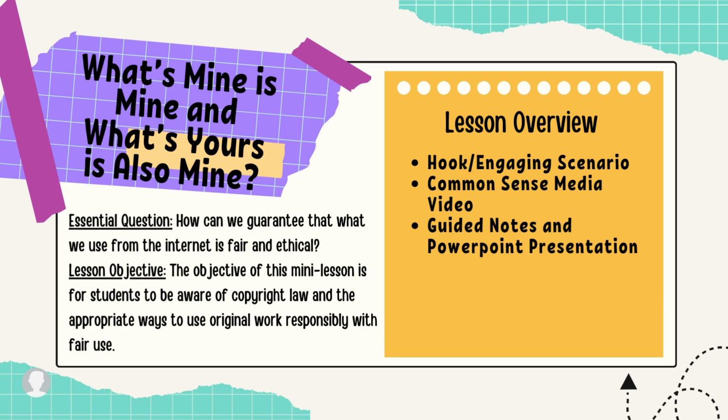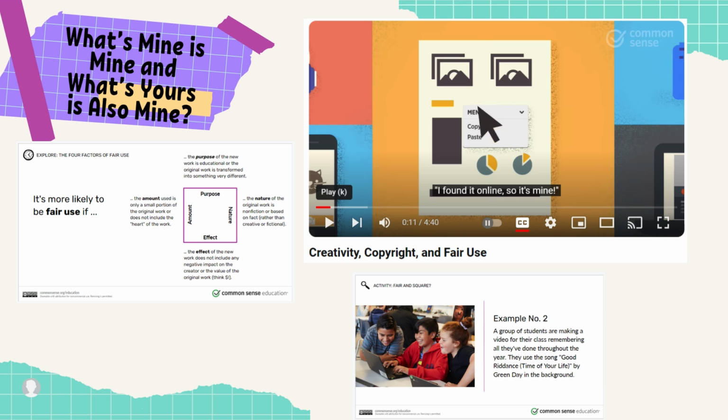This lesson, quick overview: we had a hook and engaging scenario, and we watched a Common Sense Media video. We really wanted to focus on this content a little bit more rigorously because it is something that connects to all of the content classes in terms of writing essays and doing research, so we had guided notes and a PowerPoint presentation. This mini lesson started with an engaging scenario, like I mentioned before, to kind of highlight the importance of fair use and copyright and what that means on a very middle school level.